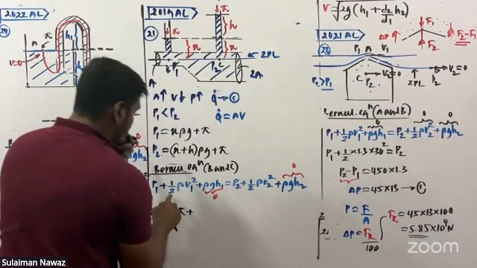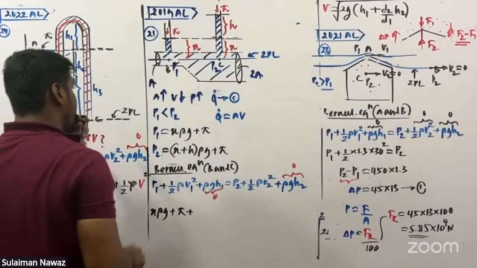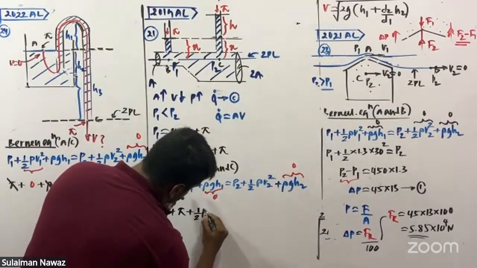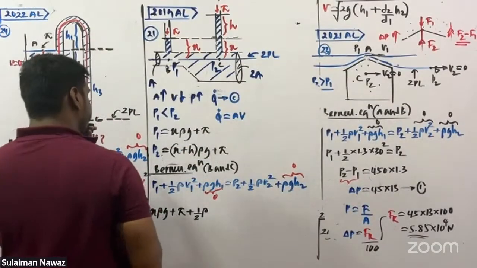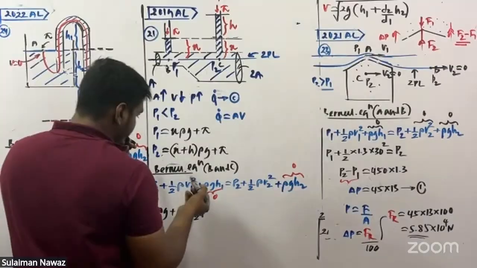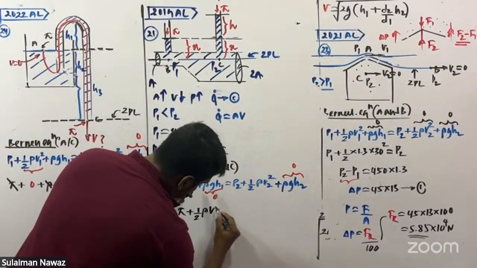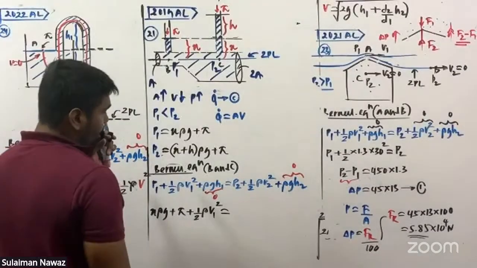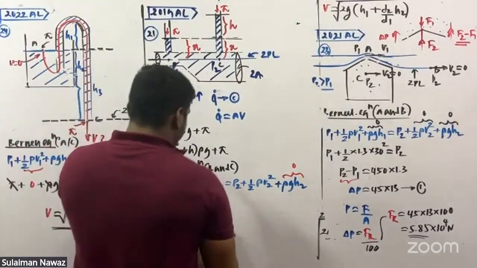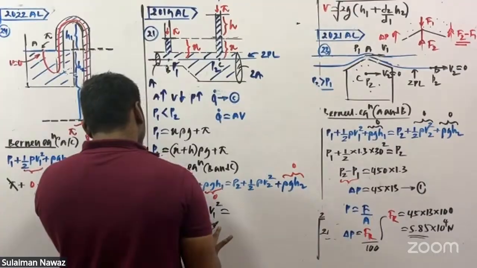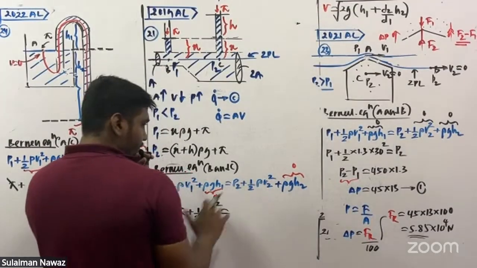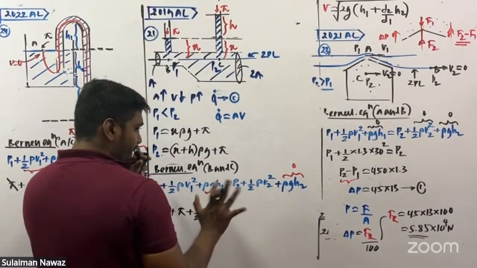Plus half rho times the velocity at point capital B, V1, squared, must be equal to the following. My target is finding V1, then I can find the answer.